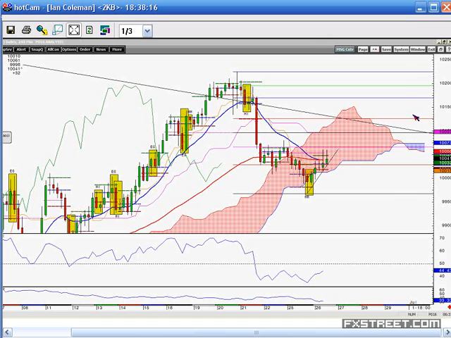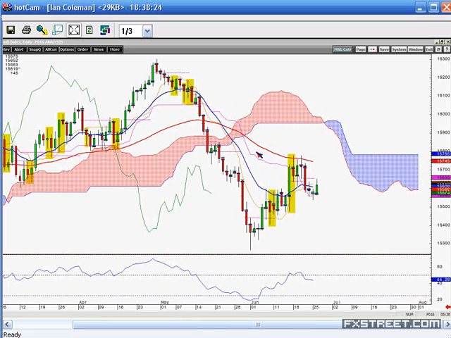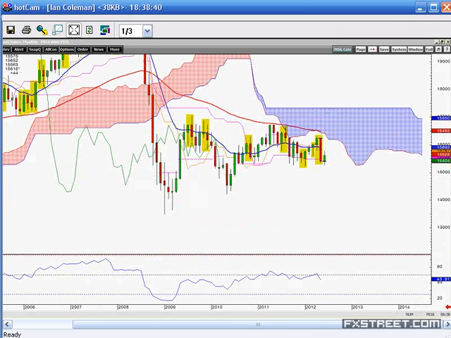So let's have a quick look at cable. Just refresh the camera again. Go all the way out to monthlies. Okay, massive move down, obviously very strong. And then we form this channel, not channel, triangle. Okay, a false breakout this month to the downside.